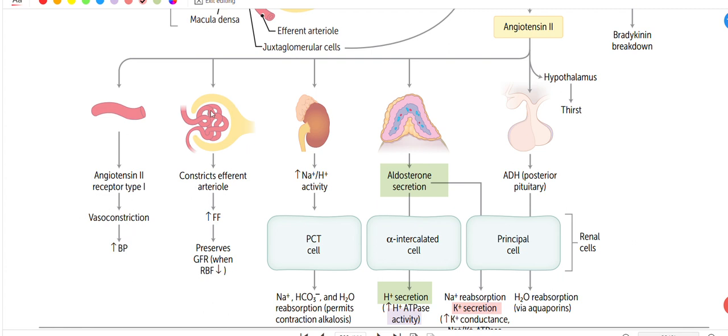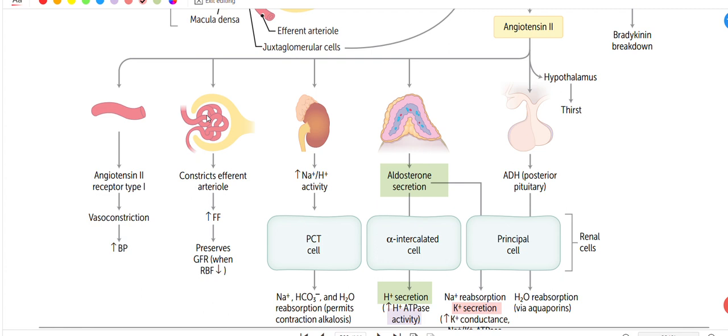Then it's acting on the efferent arteriole by constricting this vessel, and it's going to increase GFR and increase filtration fraction. Efferent is constricted, okay?